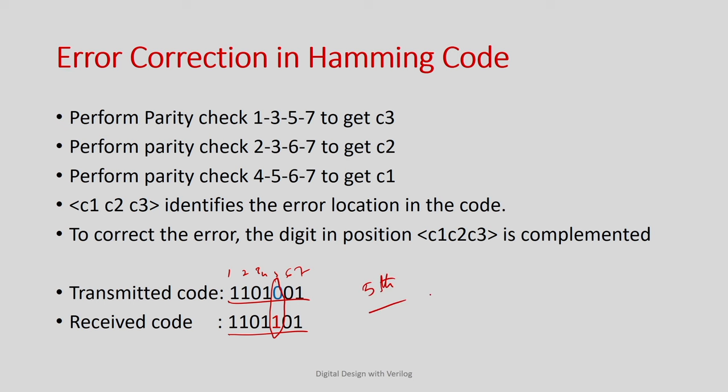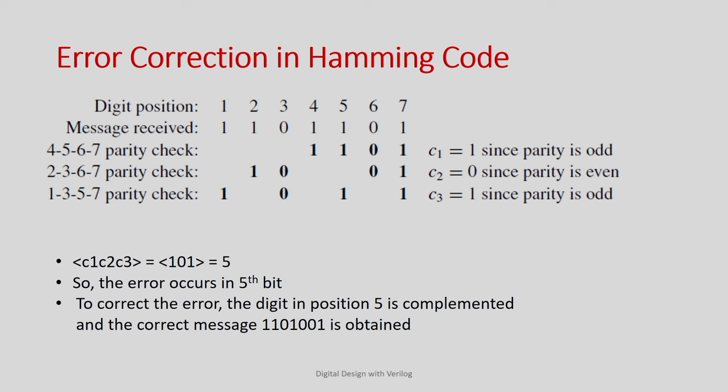So, let us calculate the parity bits again. For 4, 5, 6, 7, if I take this value, C1 is equal to 1. Then if you take 2, 3 and 6, 7, it will come up to be 0, because there is an even number of 1s. And then if you take 1, 3, 5, 7, there is an odd number of 1s, so it will come to 1. So, this is 5. So, you will say that the error happened in the fifth bit. And the correct bit will be the flipped value of this, right, which is the correct value, okay.